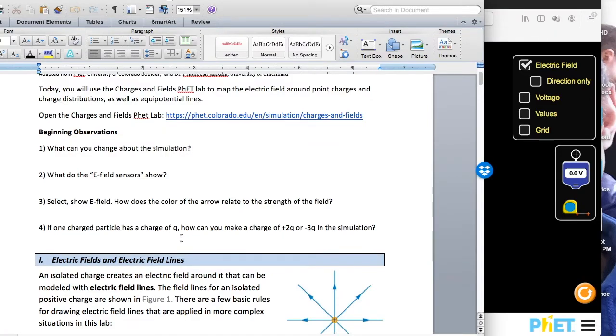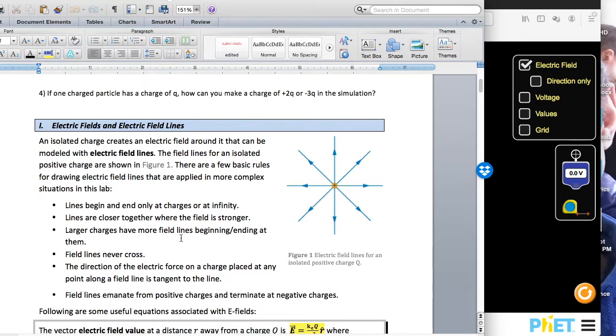That's our first 4 questions. That wasn't too bad. Next, some information about electric fields and electric field lines.